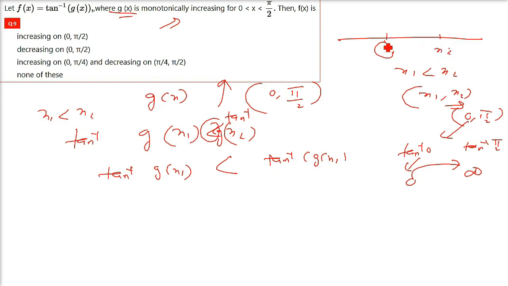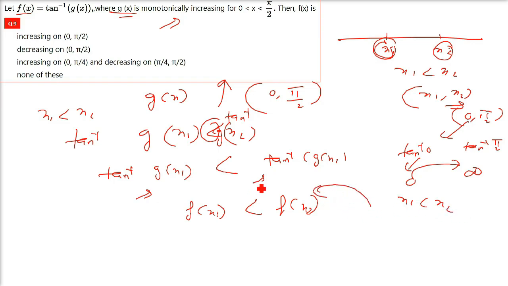You know the values of tan inverse, cos inverse and sin inverse for different values. But this whole thing means f(x1) is less than f(x2). So we started with x1 less than x2 and we proved that f(x1) is less than f(x2). What does it mean? It means that this is also increasing. The inequality hasn't changed. So that is the answer.